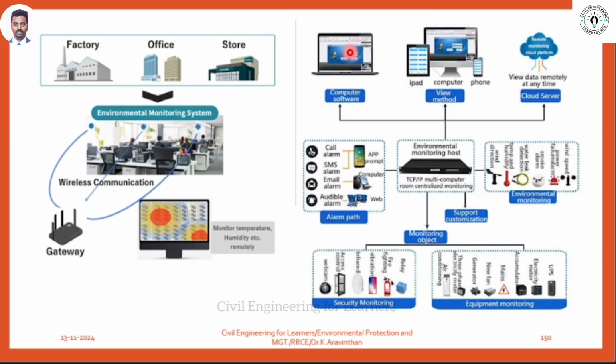What are the processes they do? Every industry should have software. Then they should have modes. In how many modes should it be operated? What are the modes here? A mobile, an iPad and a computer. These are the three modes you can use for monitoring purposes.